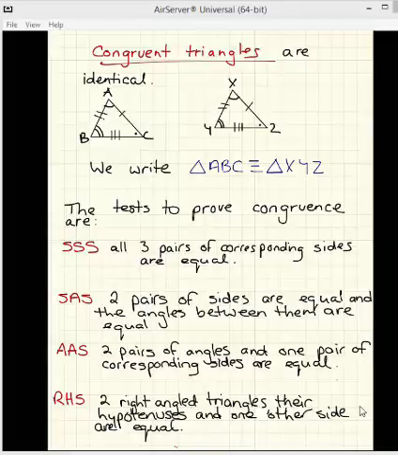Next one you've got is angle, angle, side. So 2 angles and 1 pair of corresponding sides. Now that side can be any of them as long as it's in the same position on both triangles. Then you can use angle, angle, side. And then we have right angle, hypotenuse, side. So if two triangles have right angles, and you also know their hypotenuses and one other side, then you know that they're equal. Or congruent, sorry. So pause the recording and write that one down.